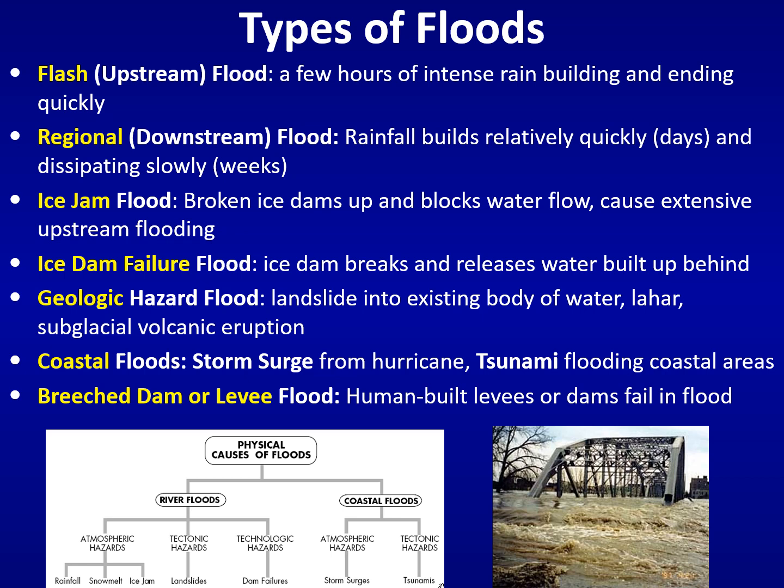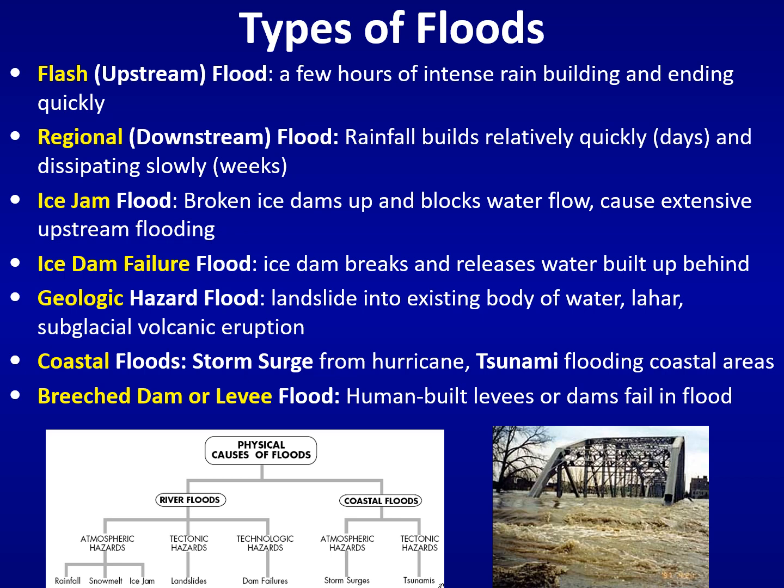Geologic floods include things like landslides moving into an existing body of water, creating a kind of a torrent of water. Sometimes those landslides can dam up a river, and then eventually the landslide will break, causing a flood. That would be categorized as a geologic flood.